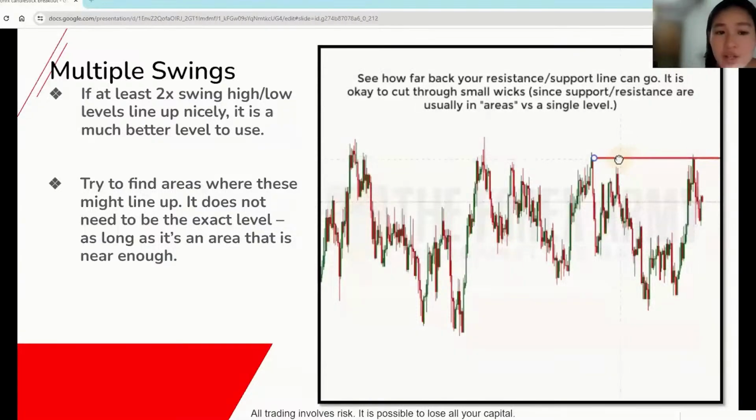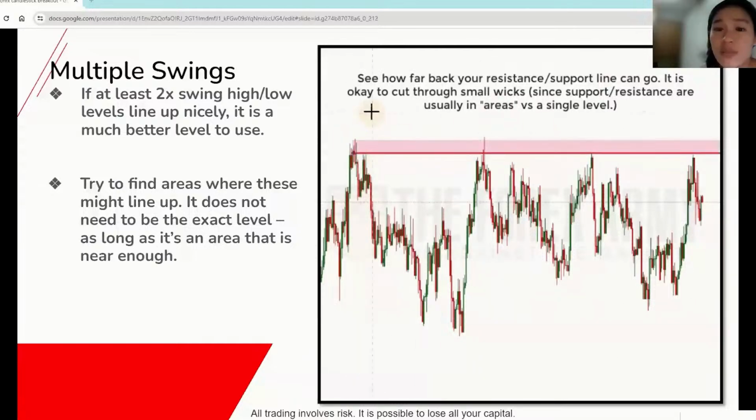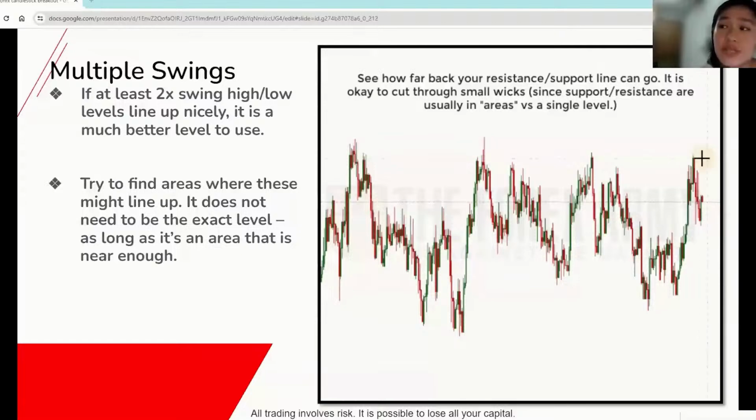Again, you want to make sure that your levels line up with at least 2 swing highs or swing lows so that it's more significant. You can see that price has already tested these levels in the past multiple times, so these are more significant levels to use. And this applies for both your entry and your take profit levels as well.